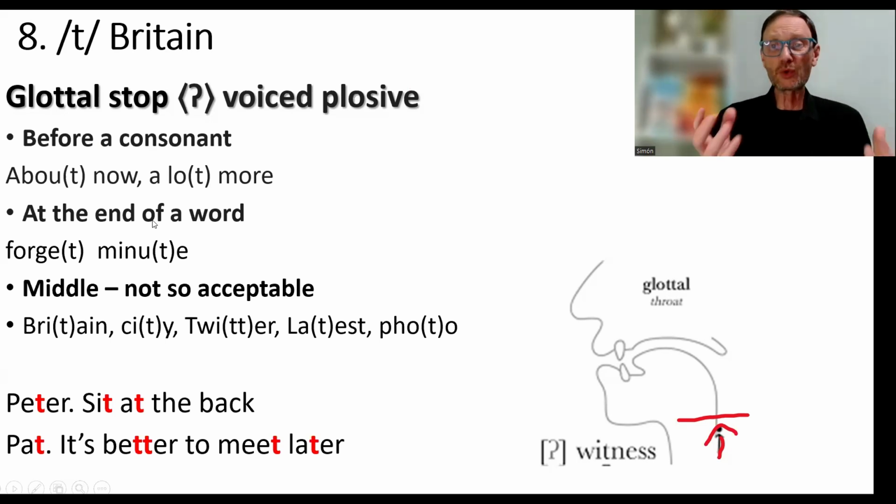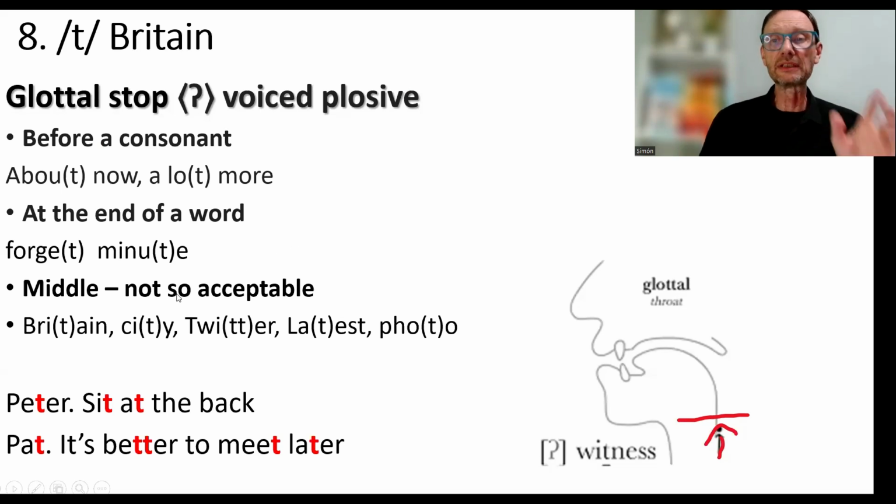At the end of the word, it's also quite acceptable. In fact, here we've actually seen that the about is at the end of the word and a lot is at the end of the word, but it's also before a consonant. So we can say forget or minute. We don't say minute or forget, except if we're giving more emphasis.